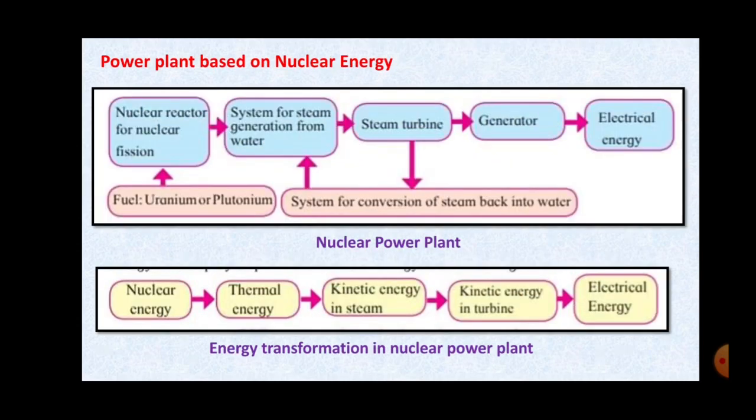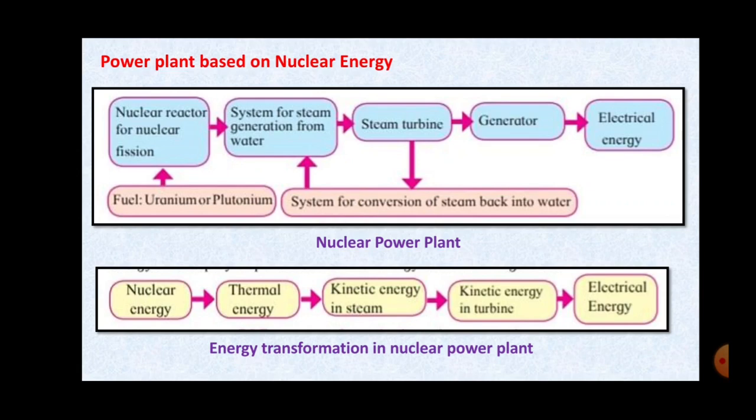The second one was the power plant based on nuclear energy, where the fuel is taken in the form of radioactive elements, that is uranium or plutonium, in the nuclear reactor, and here the chain reaction takes place due to nuclear fission. That is, the nucleus of the atom, which contains the neutrons and the protons, is broken up, right?